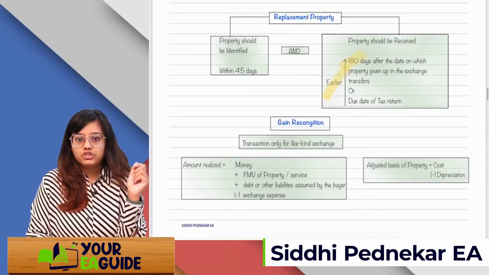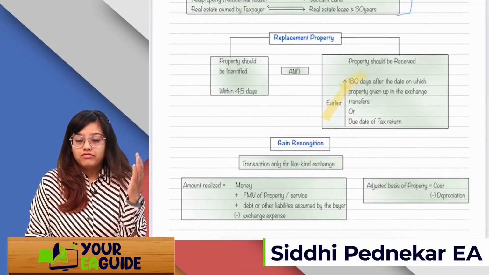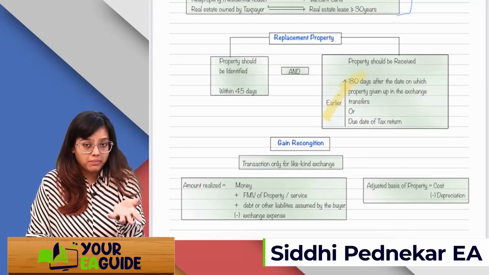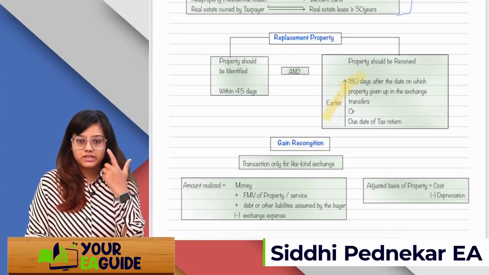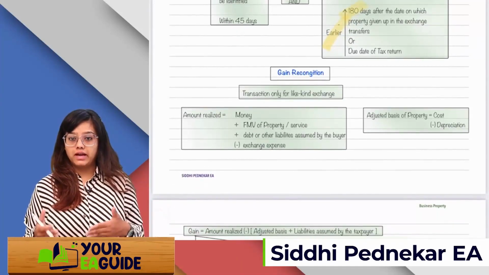Replacement property should be identified, meaning what property you are going to deal with should be identified within 45 days. And then once it is identified, once the transaction has happened and you have given up the property, you should receive the other property within 180 days. Okay, so let's see how the gain will be recognized.